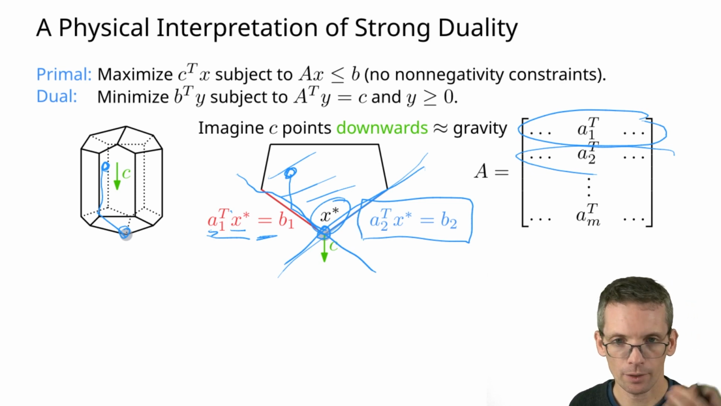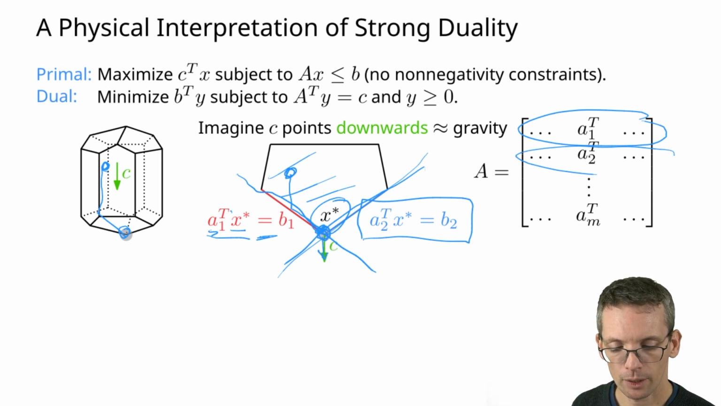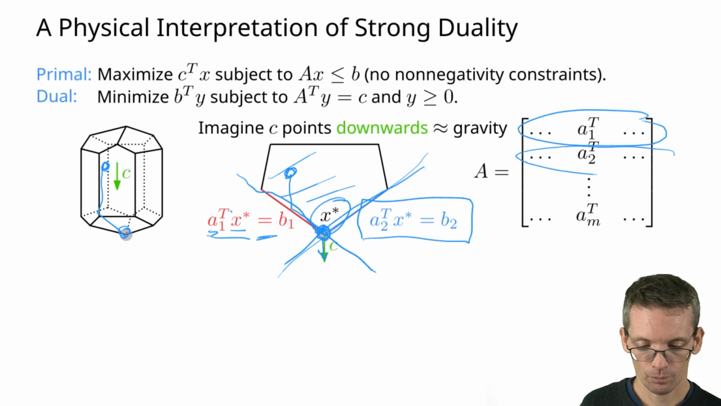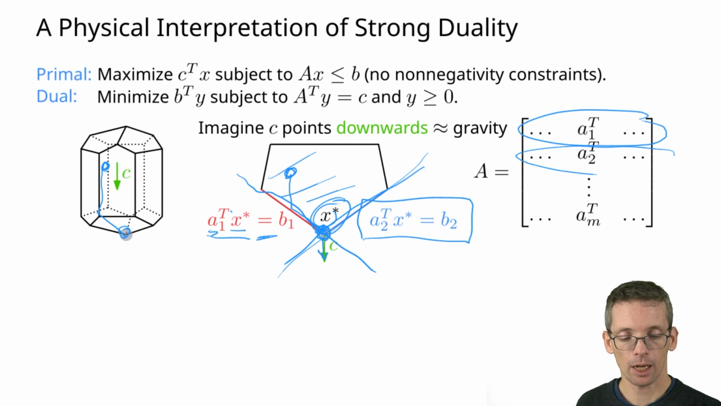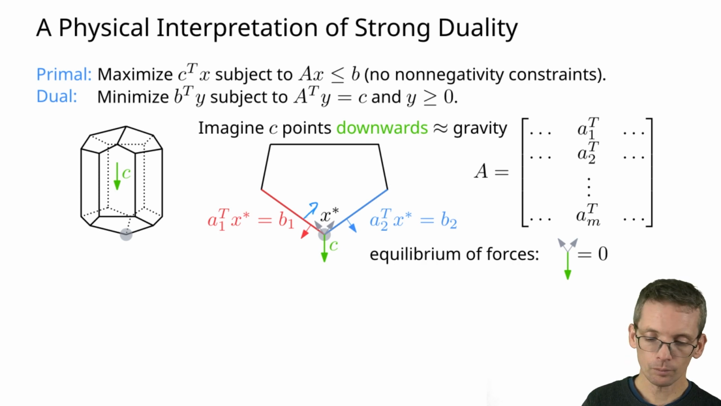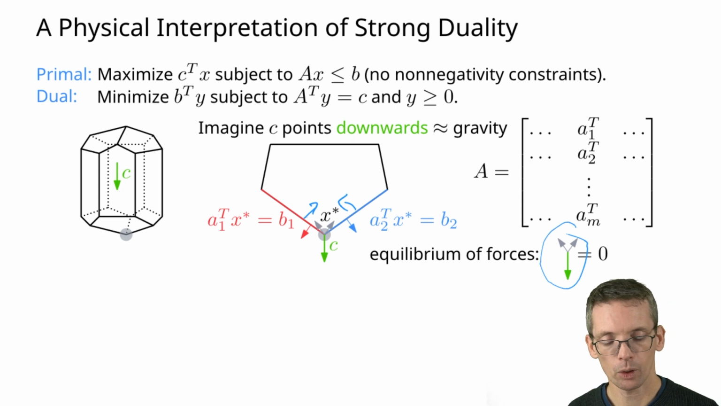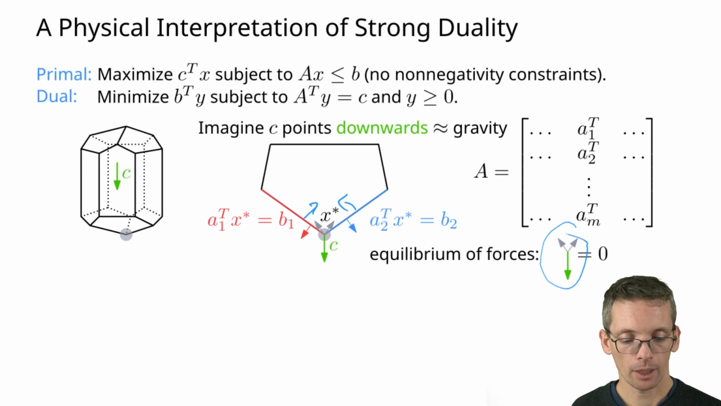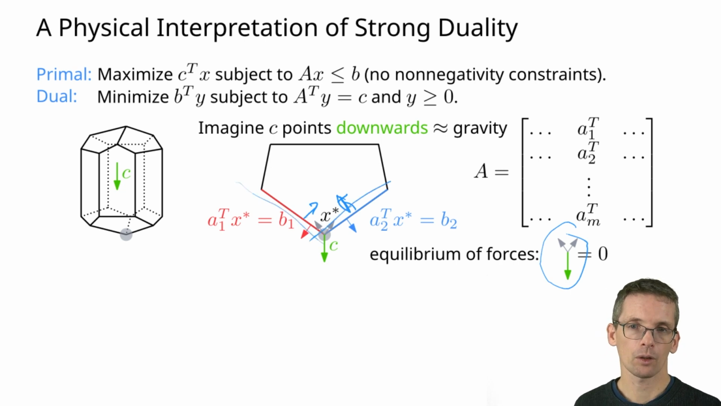Next observation, and this is now the physical interpretation. Here I have a force pulling it down, C, but since the ball stays here, I have an equilibrium of forces, so I have forces keeping that ball there, and this comes from a force on that side and that side, and the sum of forces on the ball should be 0. And these are vectors orthogonal to these lines corresponding to A1 and to A2.